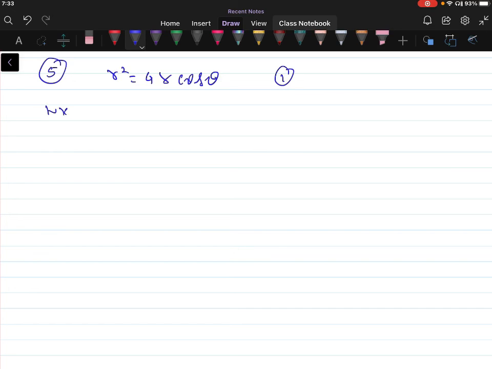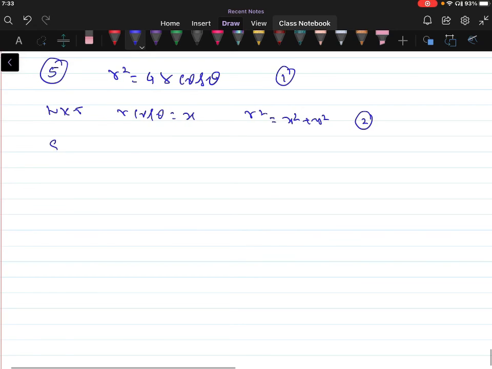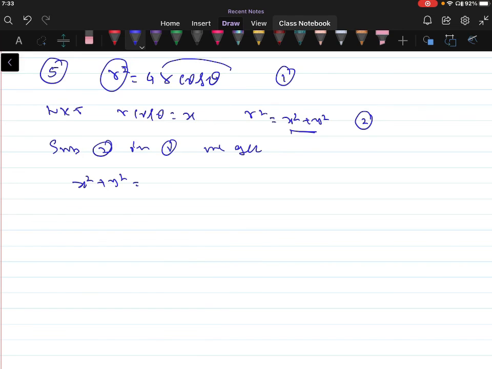So we know that r cos theta is equal to x, and r square is equal to x square plus y square. Let us take it as equation 2. Now substituting 2 in equation 1, we get r square, which is x square plus y square, is equal to 4 times r cos theta, that is 4x. So this implies x square plus y square minus 4x is equal to 0. This is a Cartesian curve.